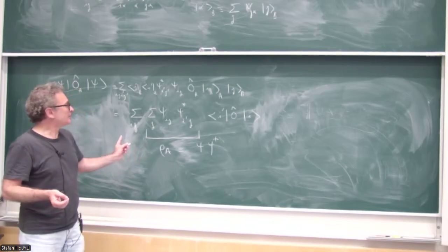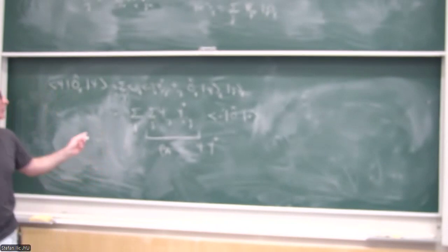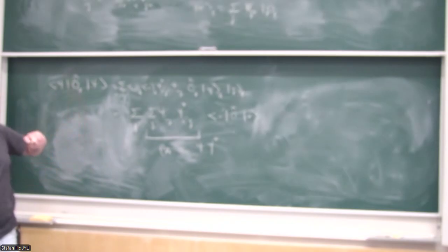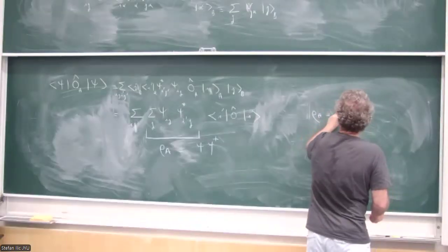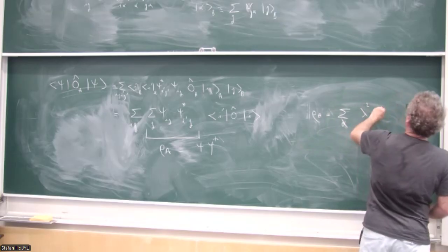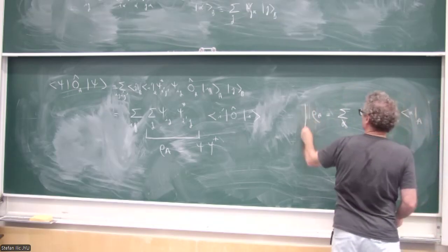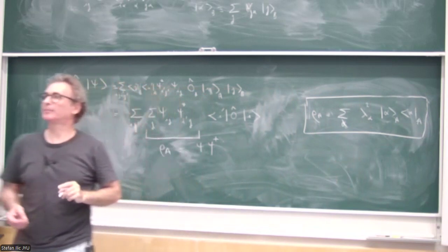But okay, the point I was trying to make here is that this density matrix is the only thing you need to know. It has a very simple expression in terms of the SVD. If I do the same thing, rho A is the sum over alpha of lambda alpha squared, alpha A alpha A. And the same thing with alpha B for the other one.